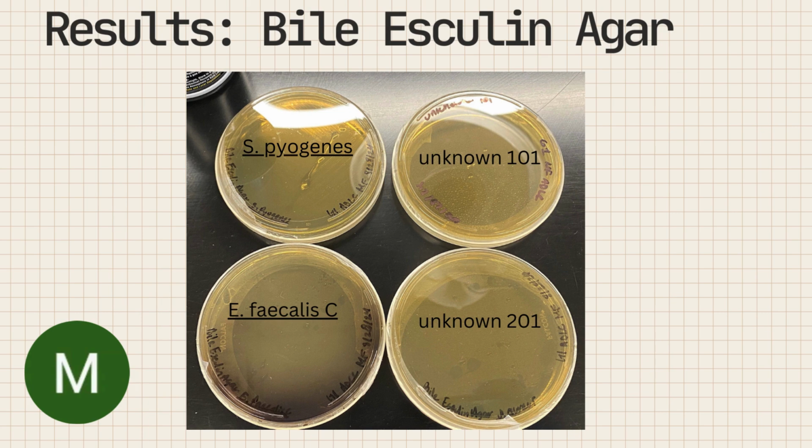Bile-esculin agar is useful so that we're able to differentiate Enterococcus from Streptococcus. Here we can see how in E. faecalis there is a black complexion on the plate, telling us there's growth, since E. faecalis is an Enterococcus that is able to grow in the bile of the plate. For S. pyogenes there is no growth, as S. pyogenes is a Streptococcus. In unknown 101 and unknown 201 there wasn't any growth.